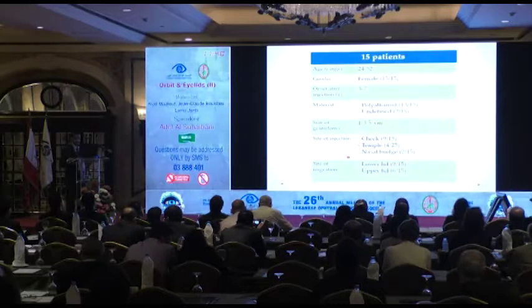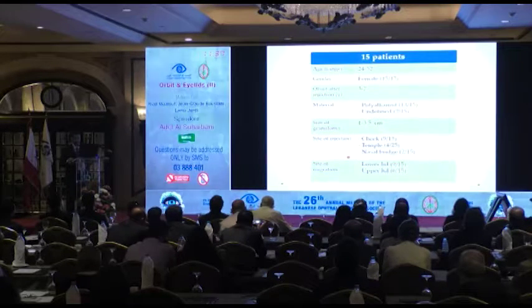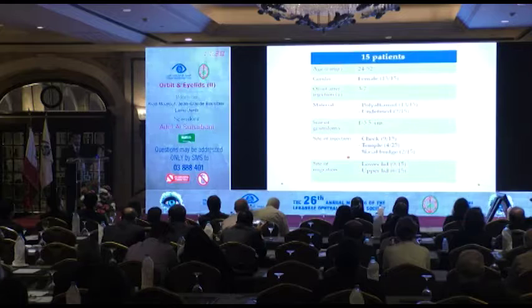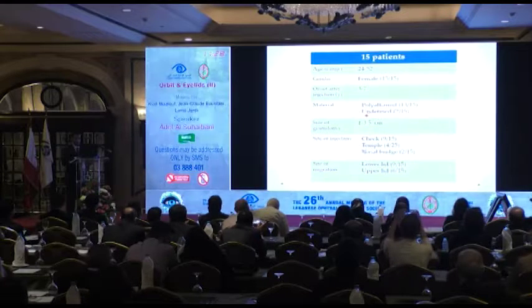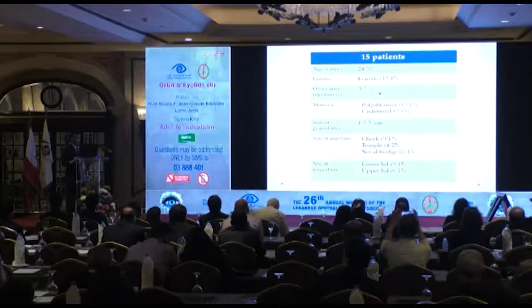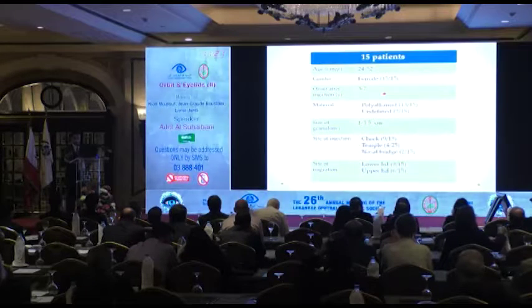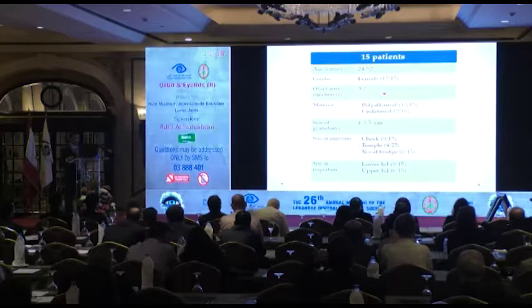This table summarizes the patients that we encountered during the study period, and we had 15 patients. The age range was between 24 and 57, and all patients were female. The onset of migration following filler was between 3 and 7 years. That means this problem will happen years after the injection. It's not expected to happen immediately after the injection.